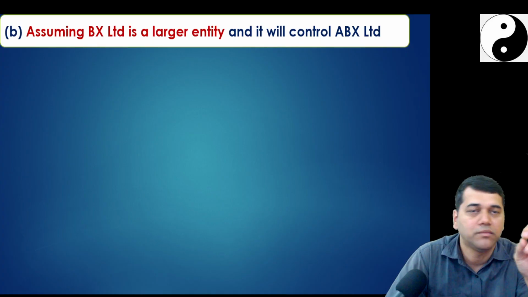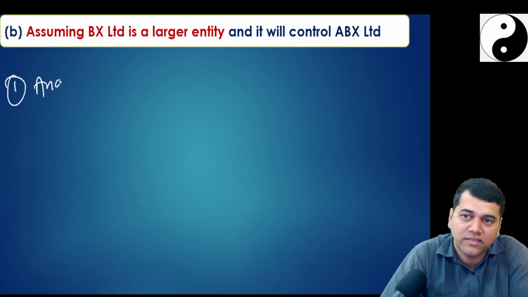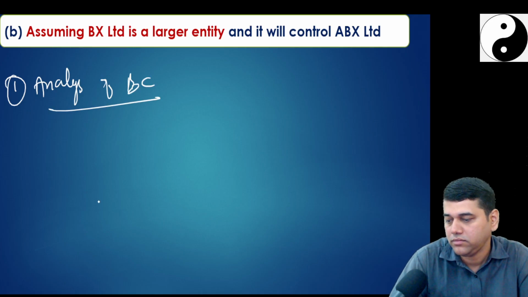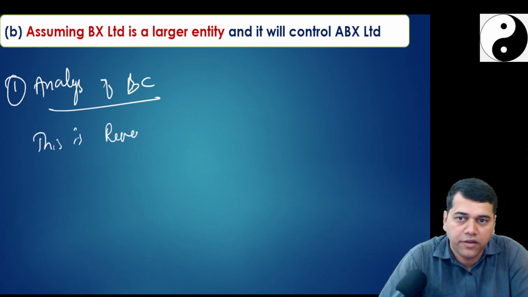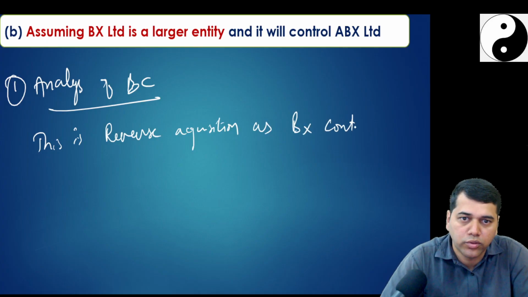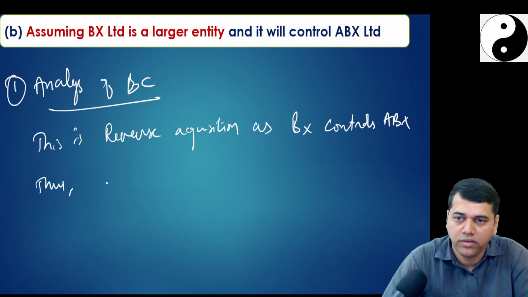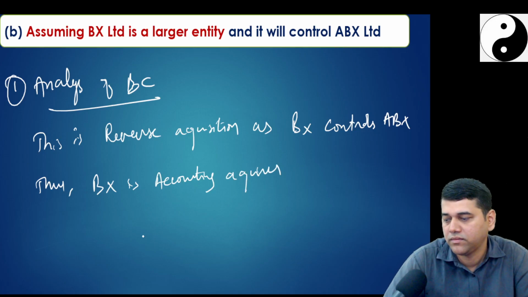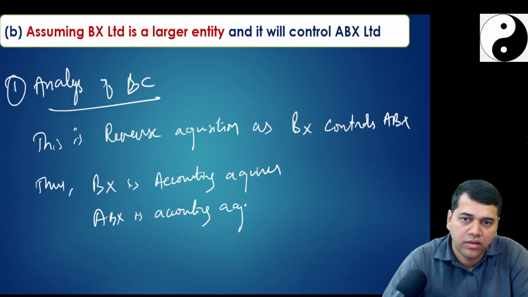Now let us write the heading. Please write the heading. Assuming BX is a larger entity that is going to control, first, analysis of business combination. We will analyze now. This is reverse acquisition as BX controls ABX. Thus, BX is the accounting acquirer. ABX is the accounting acquiree.